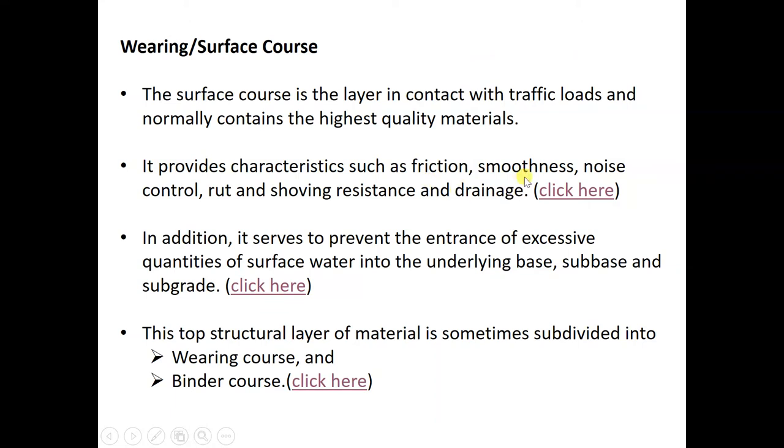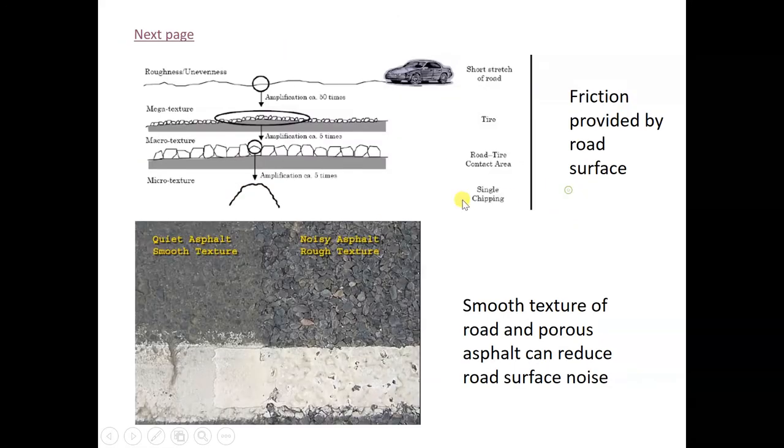The friction, smoothness, noise control, rut and shoving resistance, and drainage. So this is the friction. If you look at the road on a big picture, macro scale, you see the road has some roughness. When you go down to the mega texture, you look at what it is made of: a lot of texture, the protrusion, the chips or the aggregates which come out from the surface.